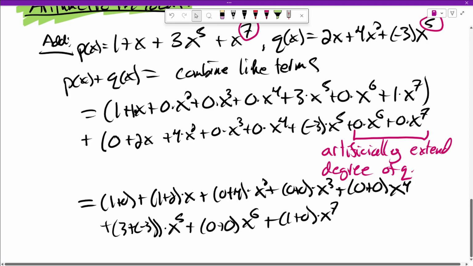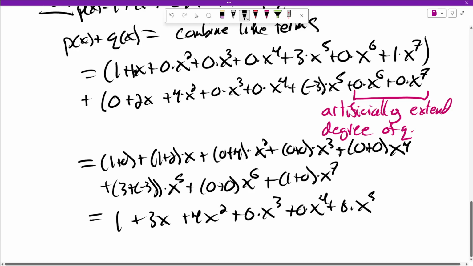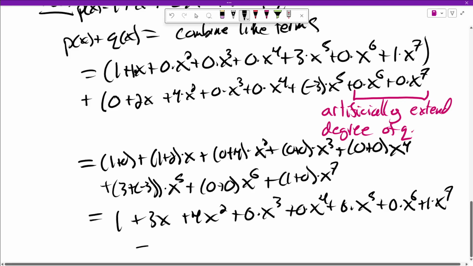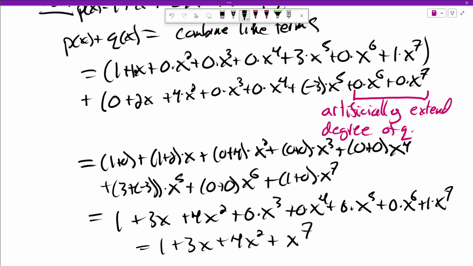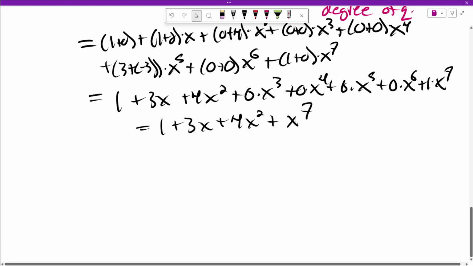So that's how we would combine like terms, and then what we would get is 1 plus 3x plus 4x squared plus no x cubes plus no x to the fourths plus 3 plus negative 3 is 0, no x to the fifths plus 0x to the sixth plus 1x to the seventh, and we usually write that in shorthand as 1 plus 3x plus 4x squared plus x to the seventh. All the 0 terms we don't write. But in order to properly define this, when we don't necessarily know what the coefficients are, we have to do something that makes the terms match. So what's the rule?